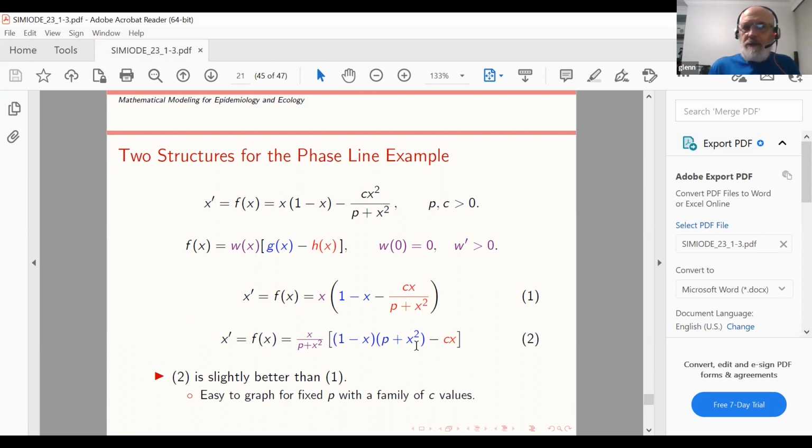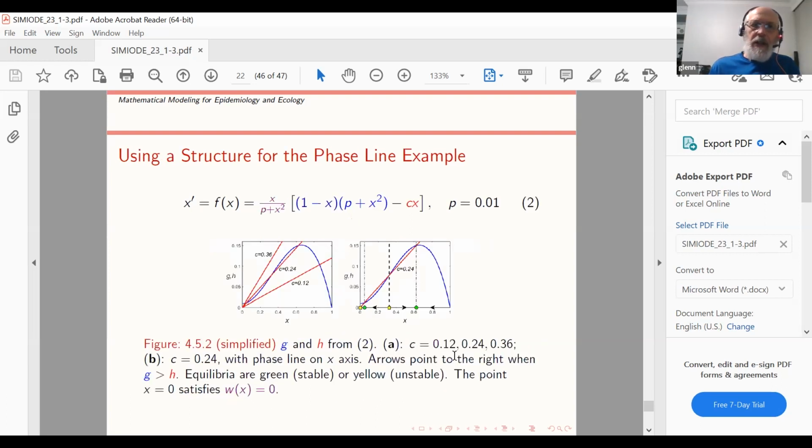Because now the blue curve is nonlinear and the red curve is linear, but the red curve has a parameter in it. So if I want to fix p and choose a family of c values, I only need one graph for the whole family. I don't need to change the graph just because I've changed c. And so here's how it plays out in practice. This is my last actual slide.